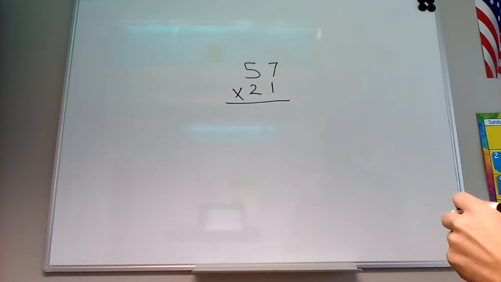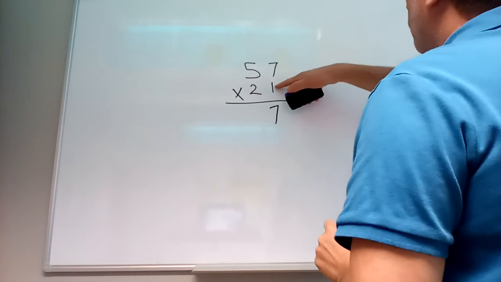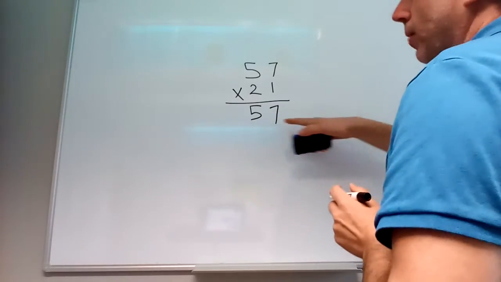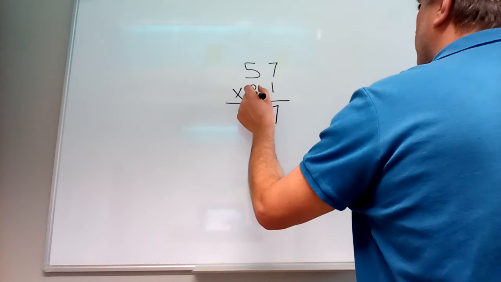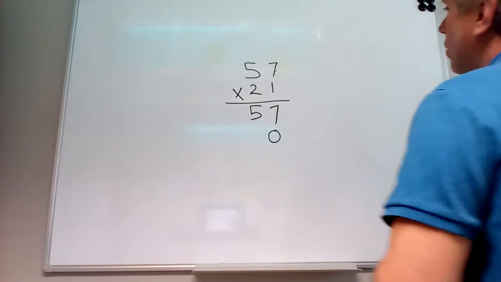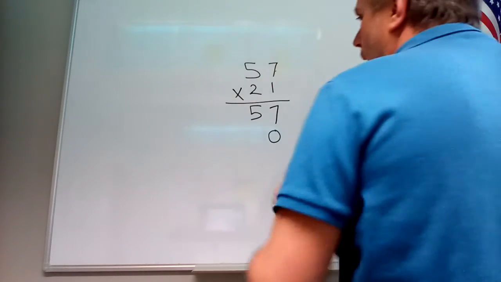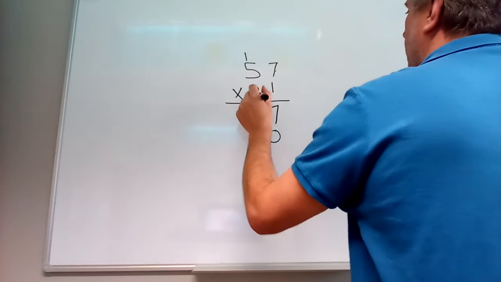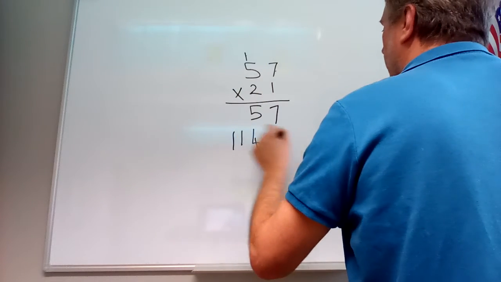Okay, 57 times 21. 1 times 7 is 7. 1 times 5 is 5, which makes sense. 1 times 57 is going to be 57. 1 times anything is anything. So now I'm going to put my placeholder here. And 2 times 7, now I'm going to be careful here. 2 times 7 is 14. So I got to just put my 4 down and carry my 1 up here. And then 2 times 5 is 10, and I got to remember to add the 1, 11.